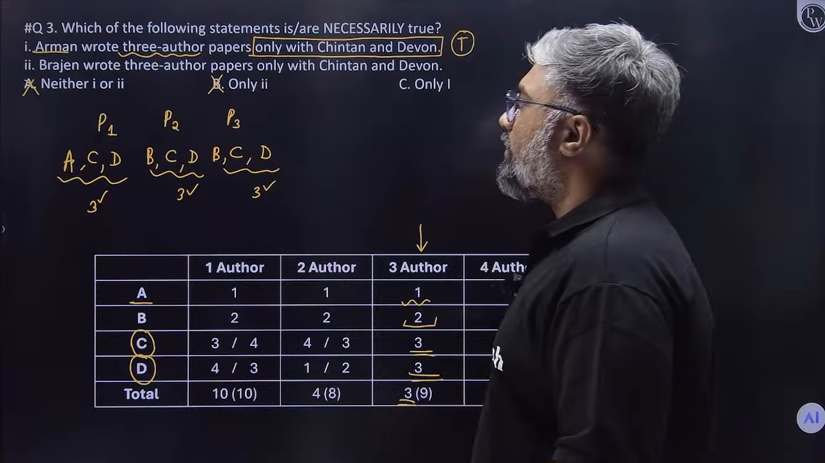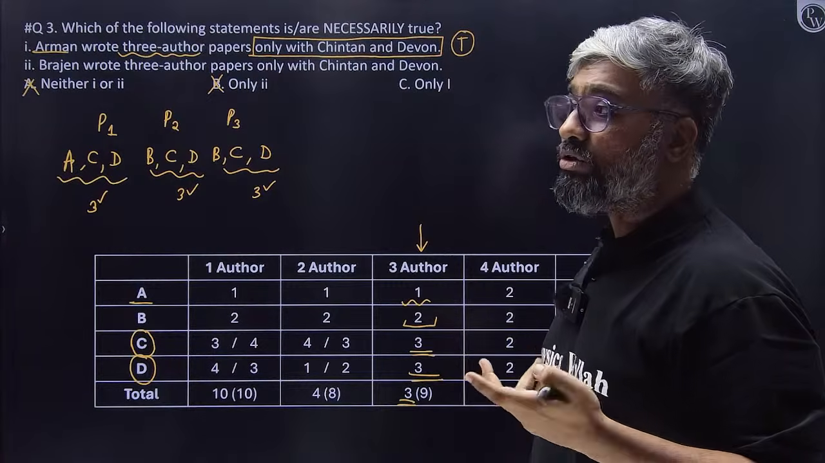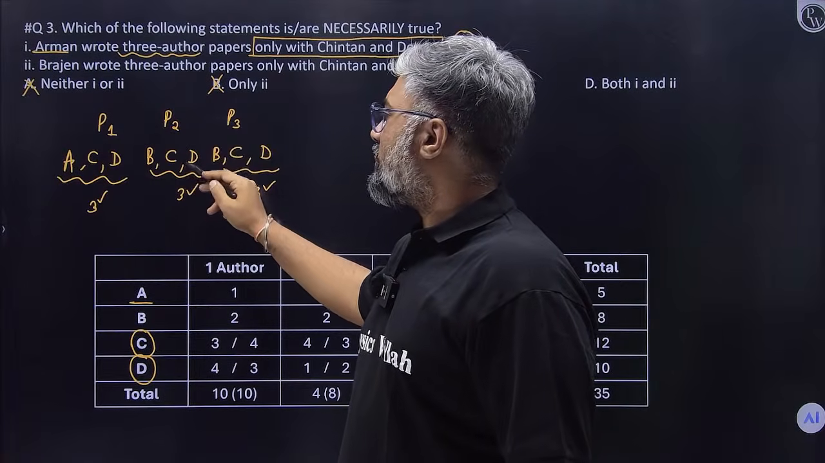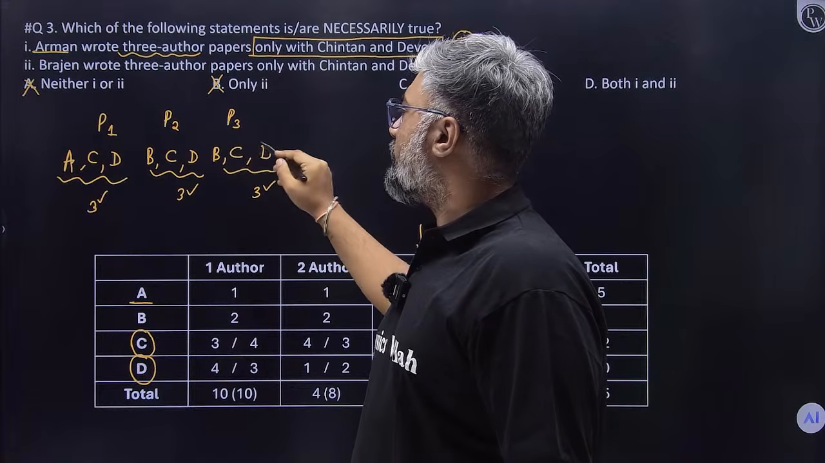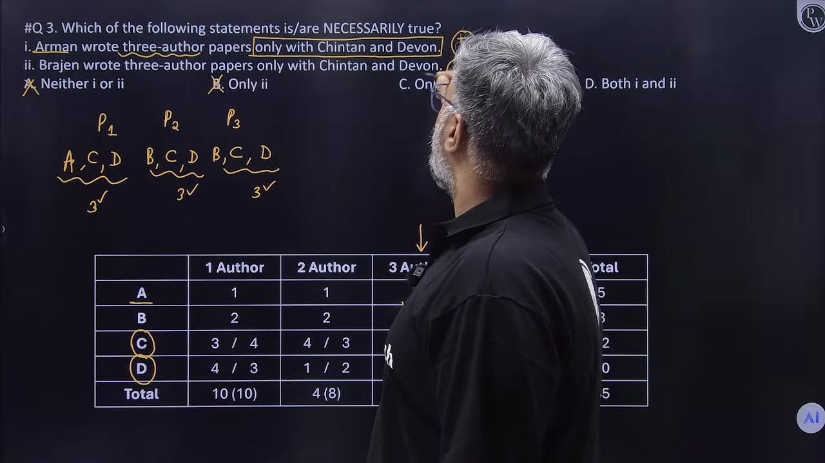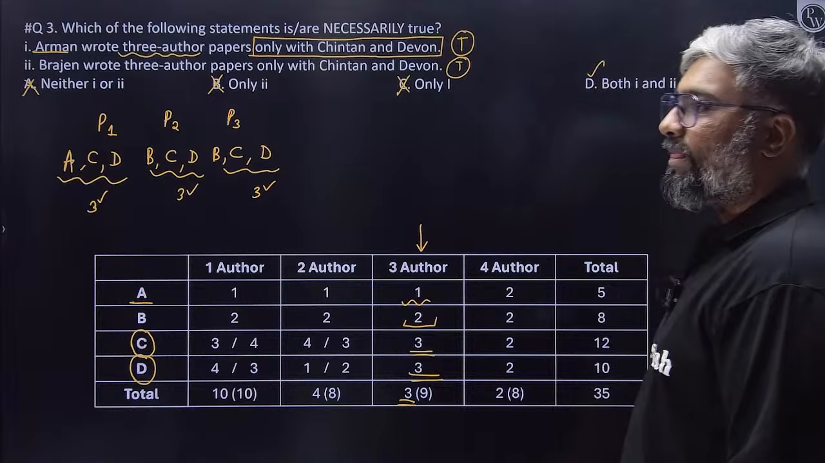What's the second statement? Brahan wrote 3 author papers only with Chintan and Devon. Is that also true? Yes. Brahan has written only with Chintan and Devon. Got it? So this is also true. That means I can eliminate this option also. My answer is option D.